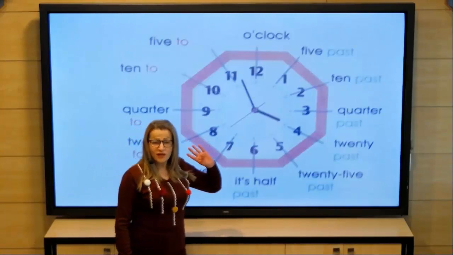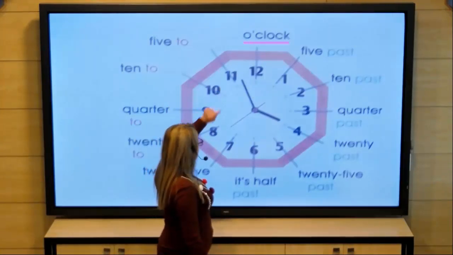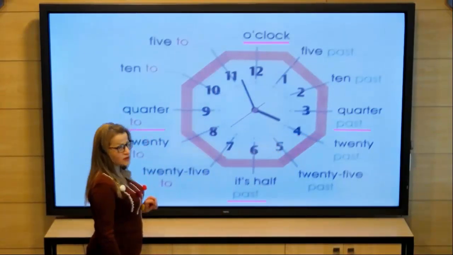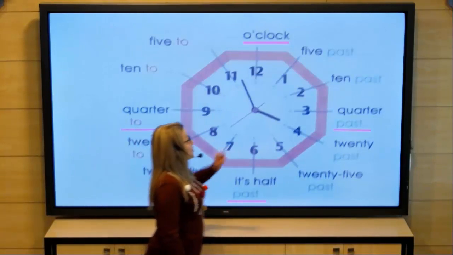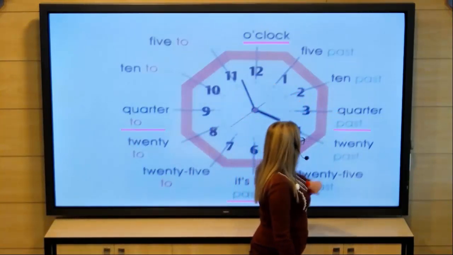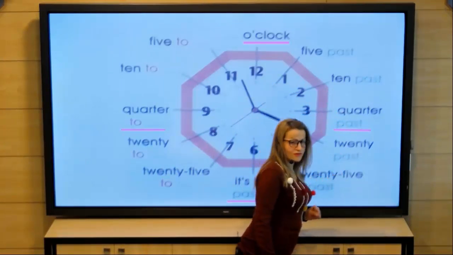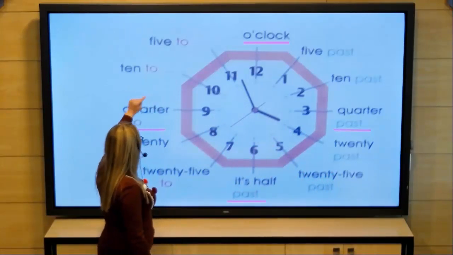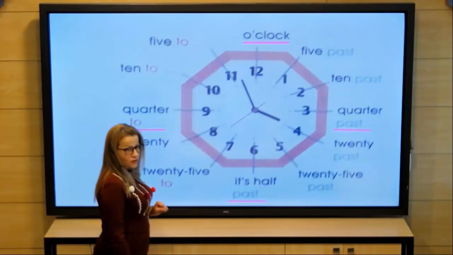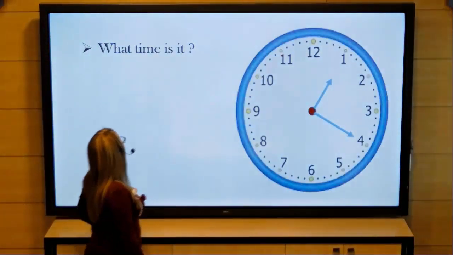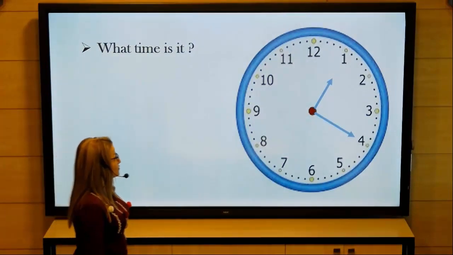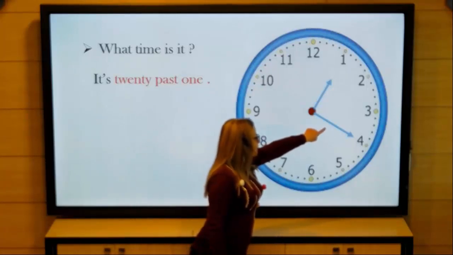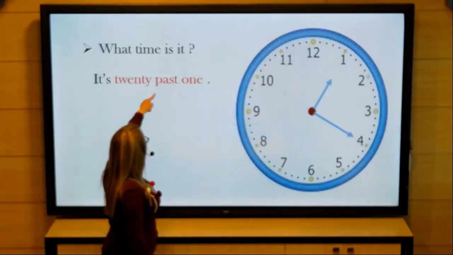We have four main parts: o'clock, half past, quarter past, and quarter to. The small fractions are 5 past, 10 past, 20 past, and 25 past. The other part of small fractions: 5 to, 10 to, 20 to, and 25 to. We have an example. Look at the clock. What time is it? It's 20 past 1.